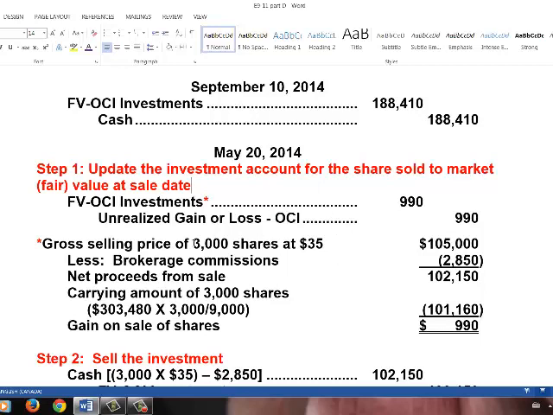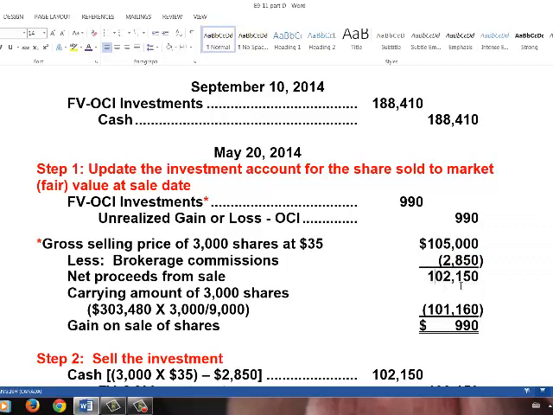Now we only want to know the value of 3,000 shares because we're only making this entry for the 3,000 shares that we're selling. So now we sold them at $35 a share, but don't forget the amount we're going to get from the shares is net of the transaction fees that we paid, brokerage or transaction fees of $28.50. So if we take the 3,000 shares that we're selling at their fair value at the date of sale, which is $105,000, we have to deduct from that the brokerage or the commission. We're only going to pocket $102,150.